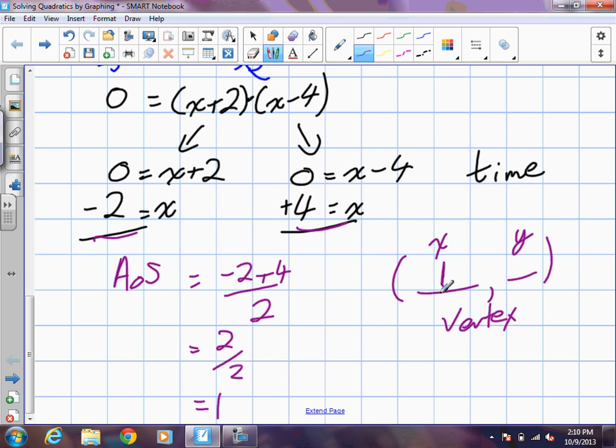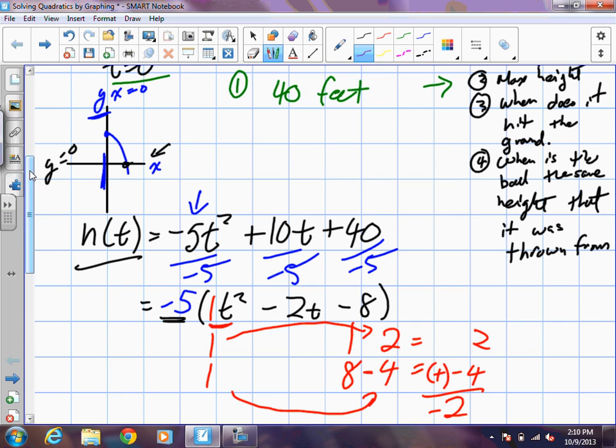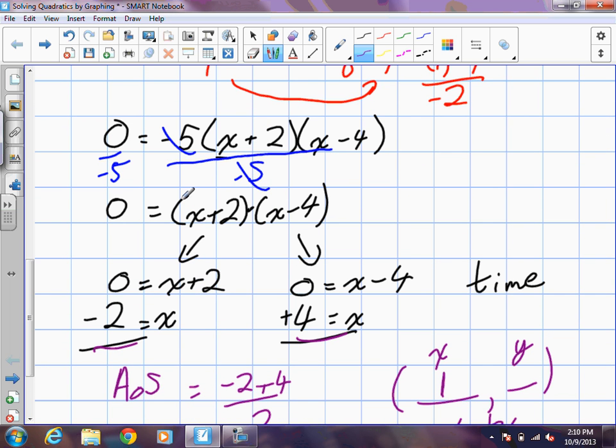So at 1 second is when this thing's going to hit its max height. We need to figure out what its max height is. How do we figure out the max height once we have this value of 1? Yeah, we plug it in. Now we can plug it into the original, which we did yesterday, the standard form. I'm going to plug it into the factored form and show you that it gives you the exact same answer.